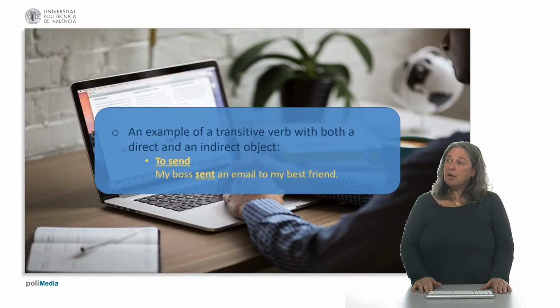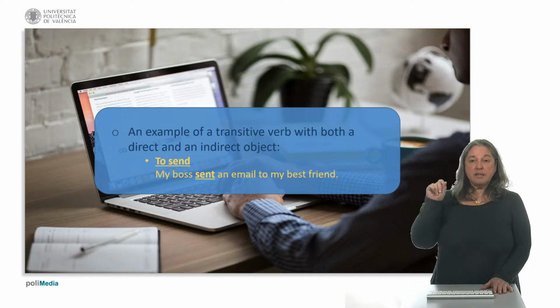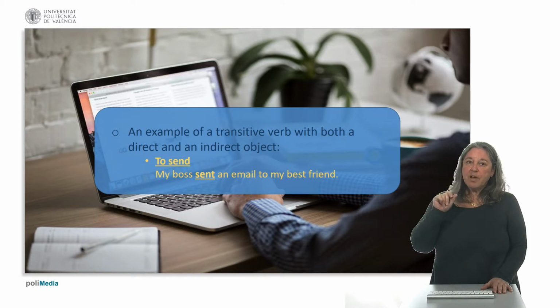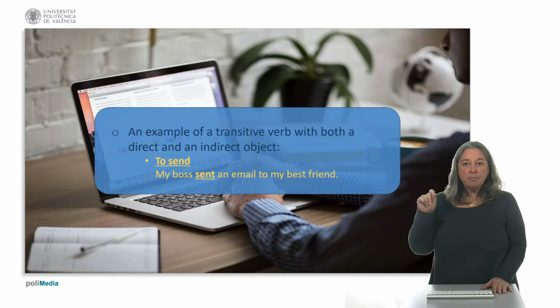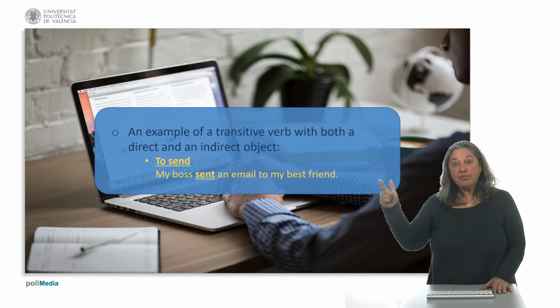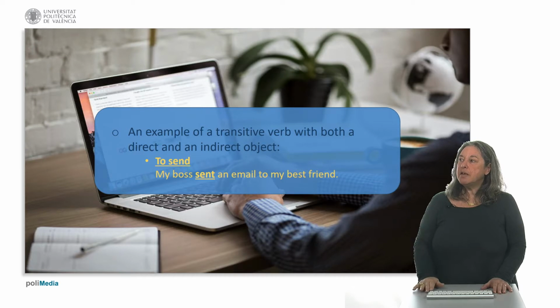An example of a transitive verb with both a direct and an indirect object is the following. Let's see with the verb to send. My boss sent an email to my best friend. Okay, an email, the direct object, to my best friend, which is the indirect object.